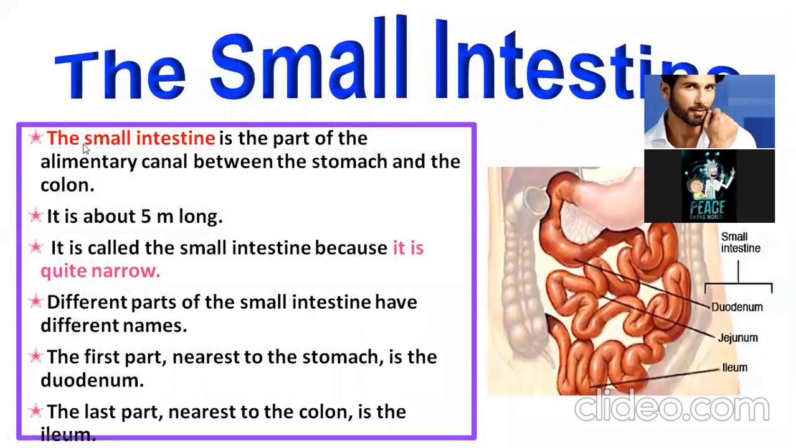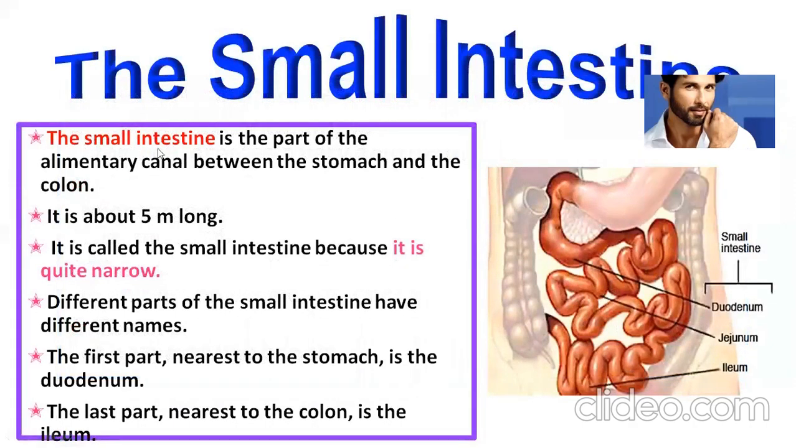Now, this is the role of the small intestine we discussed already. The small intestine is the part of the alimentary canal between the stomach and colon. It's about 5 meters long, and it's called the small intestine because it's quite narrow. Different parts of the small intestine have different names. The first part near the stomach is the duodenum, while the last part near the colon is the ileum.